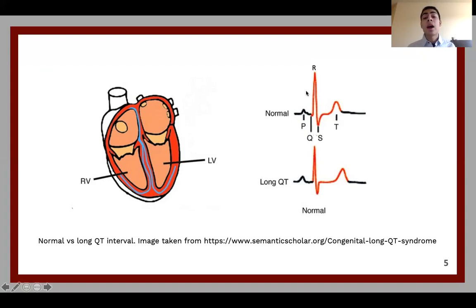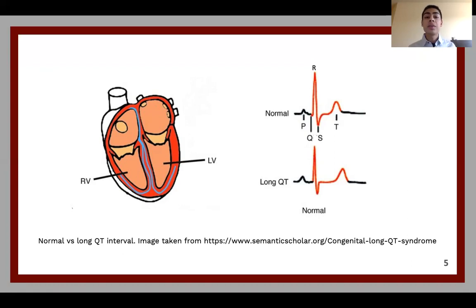I also do want to point out the peak or the R wave. The distance between two R waves is going to be the RR interval, and that's essentially the same thing as heart rate. So I'll be using RR interval and heart rate interchangeably throughout this presentation.